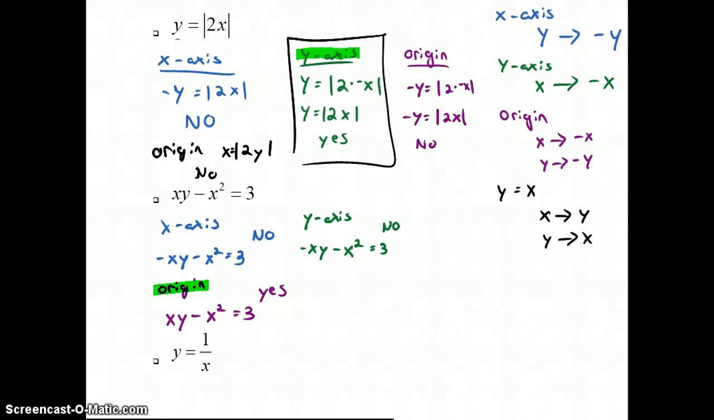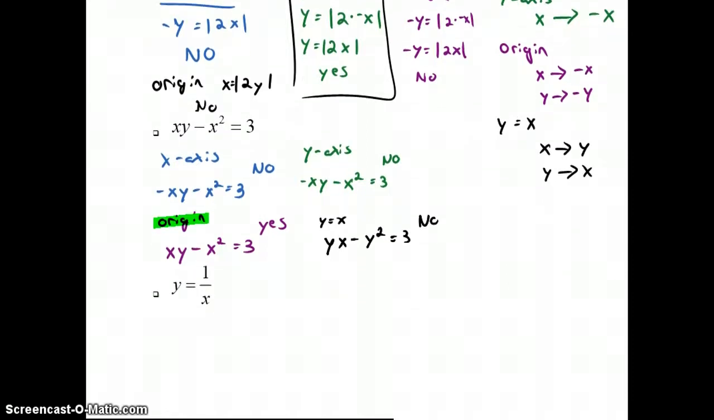If you change the x's and the y's, you end up with, for the y equals x, yx minus y squared equals 3. Oh look, it does not work. No.